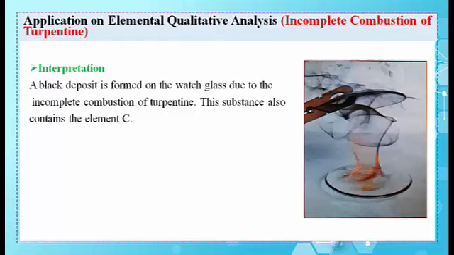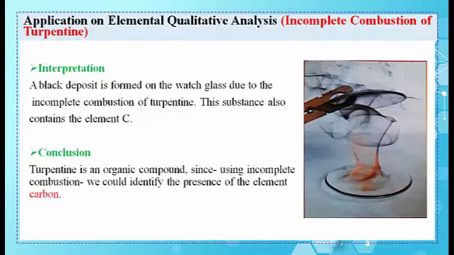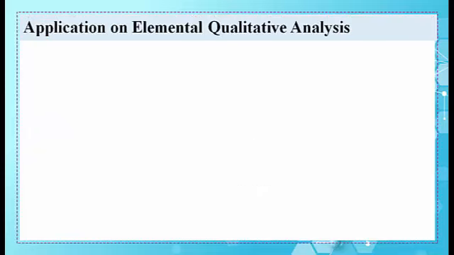This substance also contains the element carbon, so by this incomplete combustion we identified the presence of the element carbon in turpentine. We can conclude that turpentine is an organic compound since, using incomplete combustion, we could identify the presence of the element carbon.